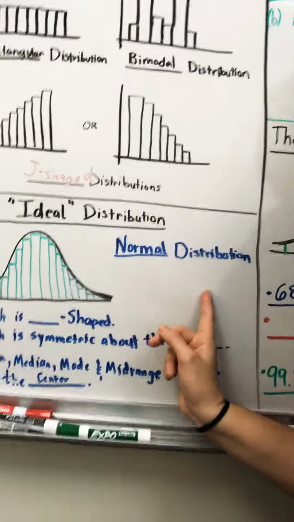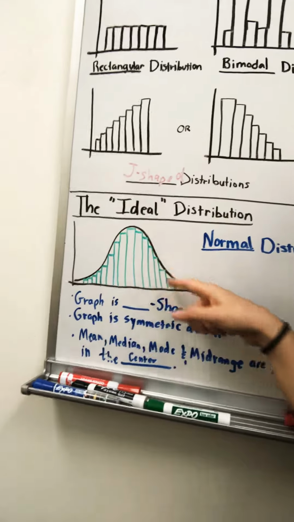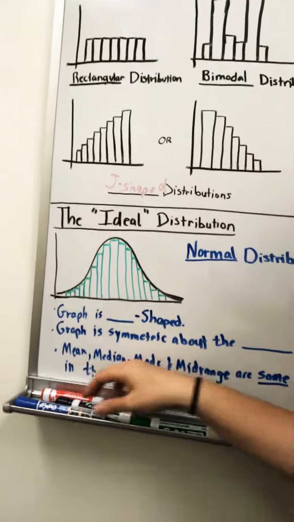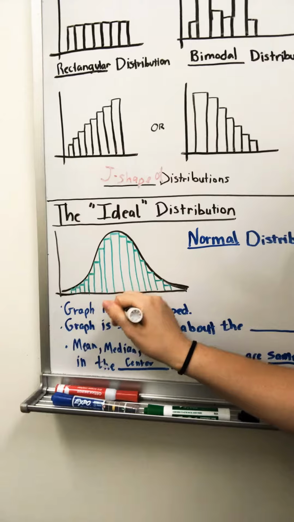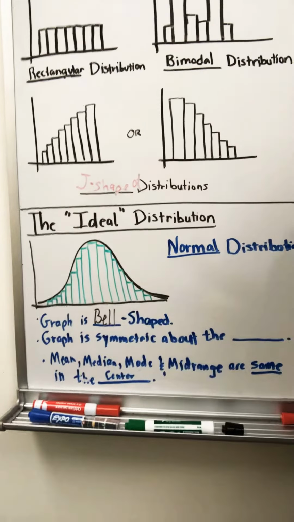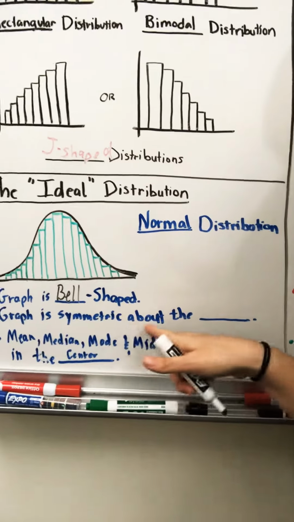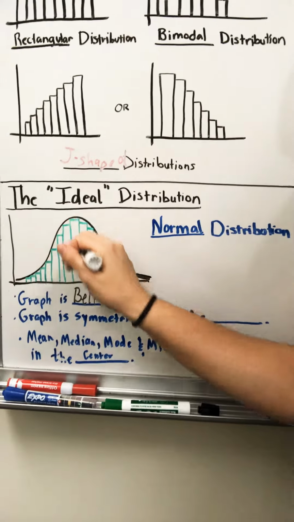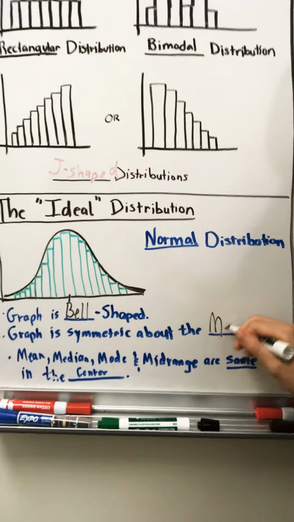Now the ideal distribution that we're going to spend most of our time on is the normal distribution. The normal distribution is the name we give to a bell-shaped distribution. So if we have a situation like this, we would say that a normal distribution will always be bell-shaped, and that the graph has nice symmetry. In fact, it's symmetric about the middle here, and right in the middle, that's what we call the mean. Okay, so the average will be in the middle.